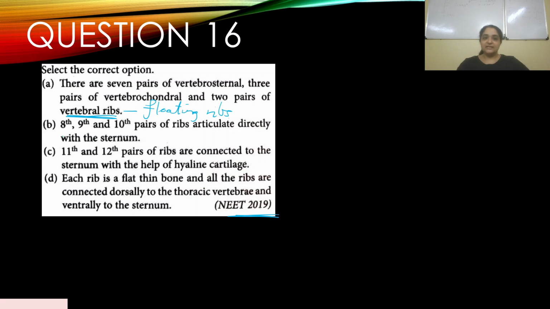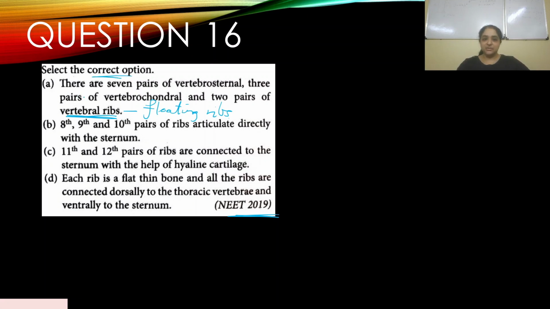B. 8th, 9th and 10th pairs of ribs articulate directly with the sternum. C. 11th and 12th pairs of ribs are connected to the sternum with the help of hyaline cartilage. D. Each rib is a flat thin bone and all the ribs are connected dorsally to the thoracic vertebrae and ventrally to the sternum. So you have to select the correct option.